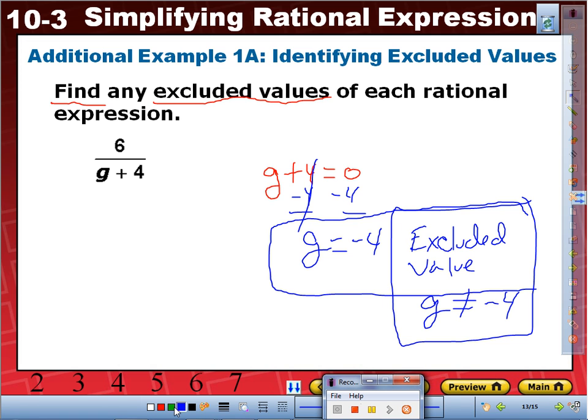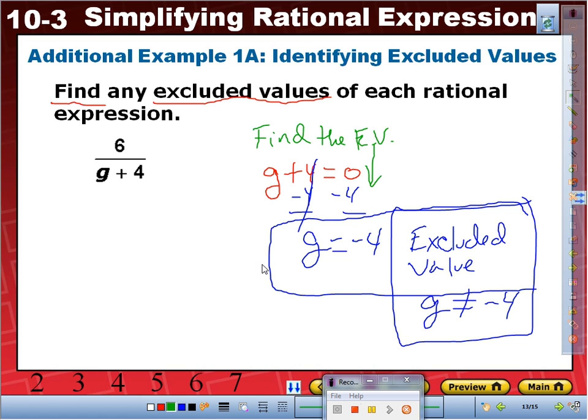Just to clarify, right here we find the EV, which is my excluded value. This is the process to find the excluded value, right? Now that I found it, g is equal to -4 because I solved for g. My excluded value is -4. Is that correct? So what could the denominator be? What values could we substitute for g? All real numbers except what? Because that's what makes it 0. Are we there? Okay. Let's do another one.